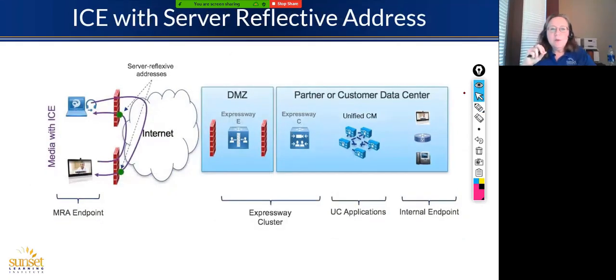The server reflexive address means that these two endpoints are going to be aware that there's this IP address on the internet that they can get to. And I wouldn't want to call it exactly a probe, but there is a message sent out saying, can I get to you on this IP address? It's basically like a hello packet that is attempted between these two devices to see if they can get there.